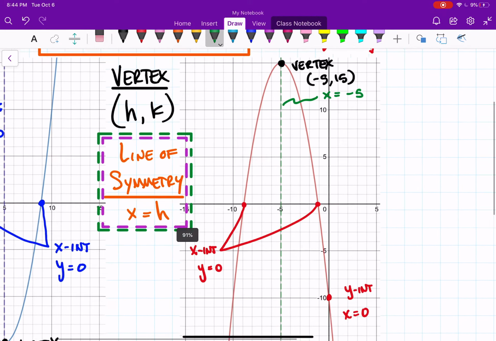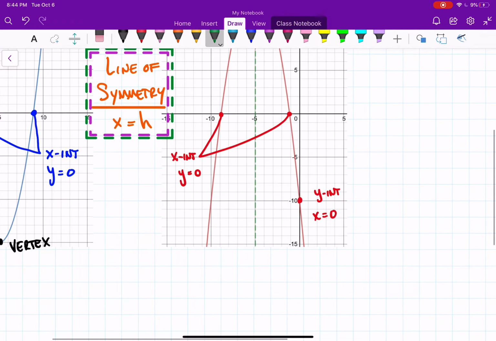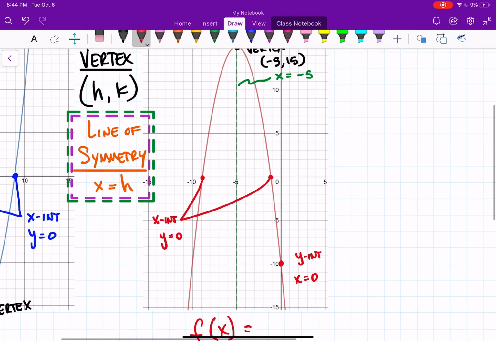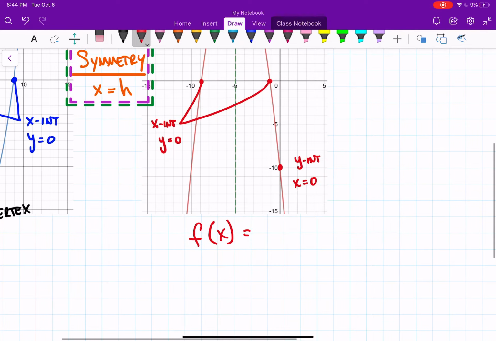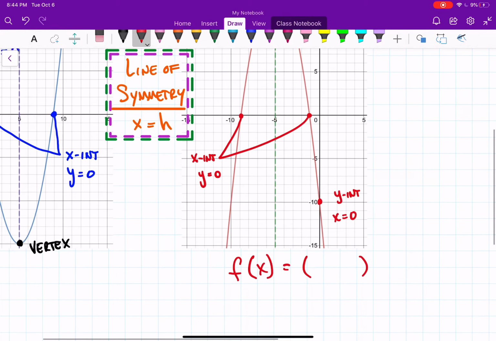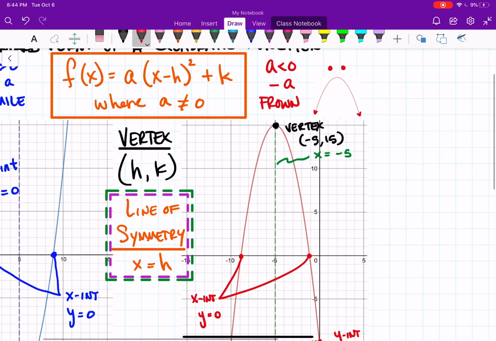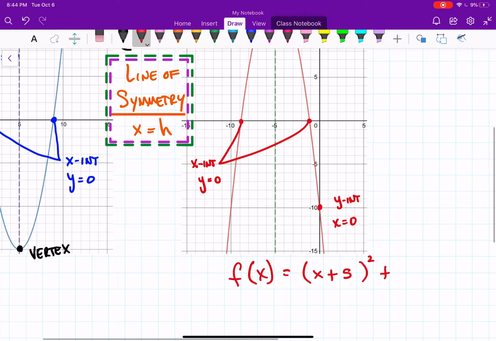And so therefore, this equation right here, which I want to use red, let's call this f of x since we're doing this one first. f of x is equal to, a is 1, so this is going to be x plus 5 squared plus 15.